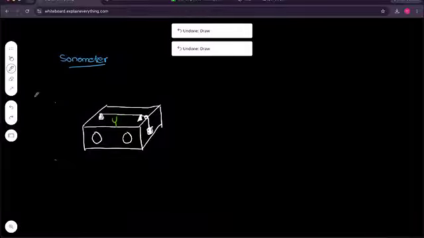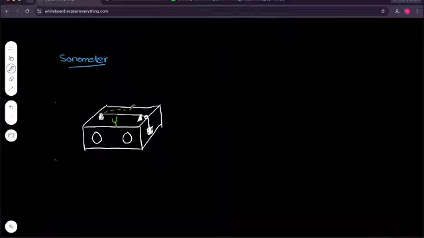At resonance we can observe that the sonometer wire will vibrate with maximum amplitude. Due to this maximum amplitude, the paper rider would jump off. So that's the usual procedure.